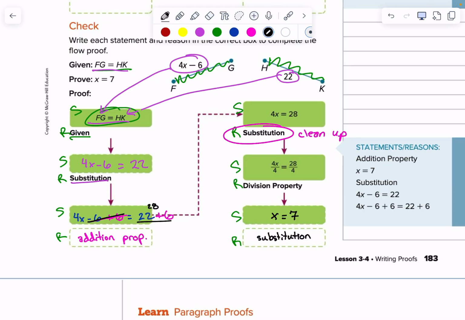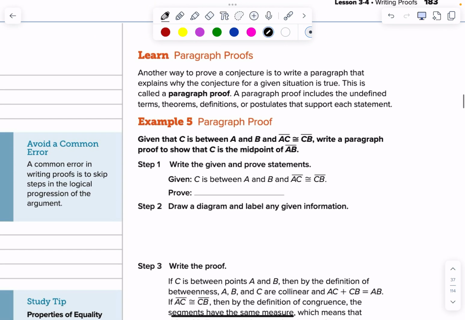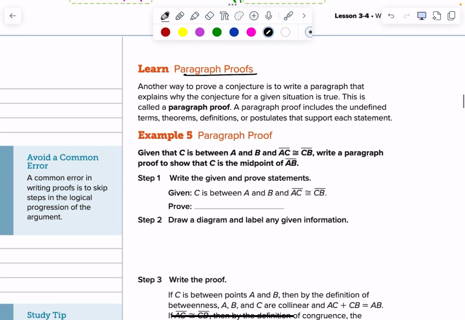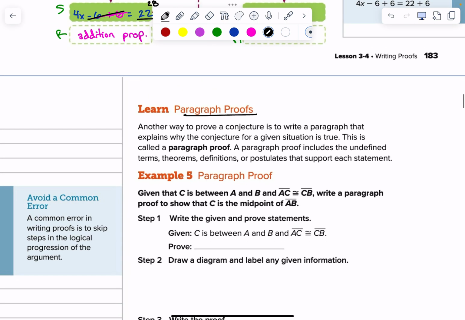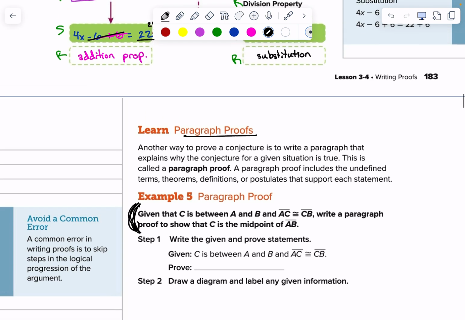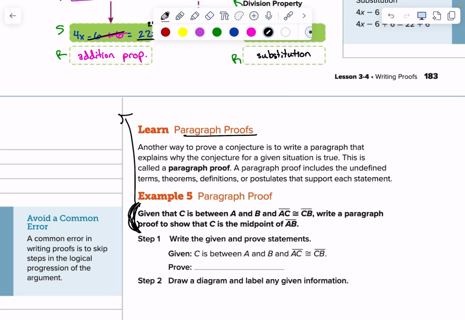I like the 2-column proof style better. Do you? I do. Okay, let's do the last one. They want us to do this as a paragraph proof. I'm going to go ahead and do it as a 2-column proof. So I'm going to put the stuff up here. This is example 5. Here's what we are given. All this stuff right here. I'm going to put it up over here in this little box. We should have enough room.